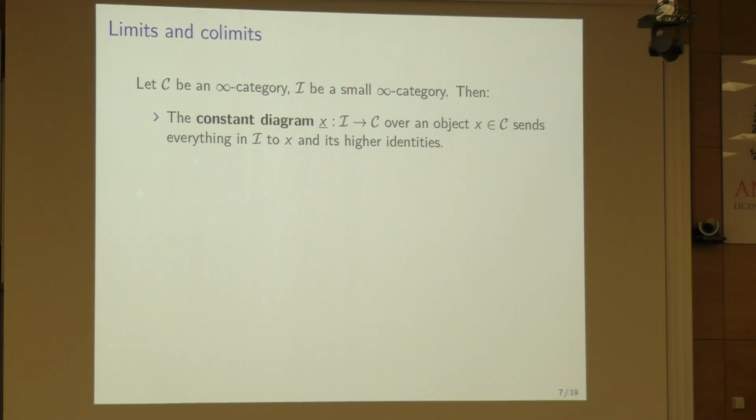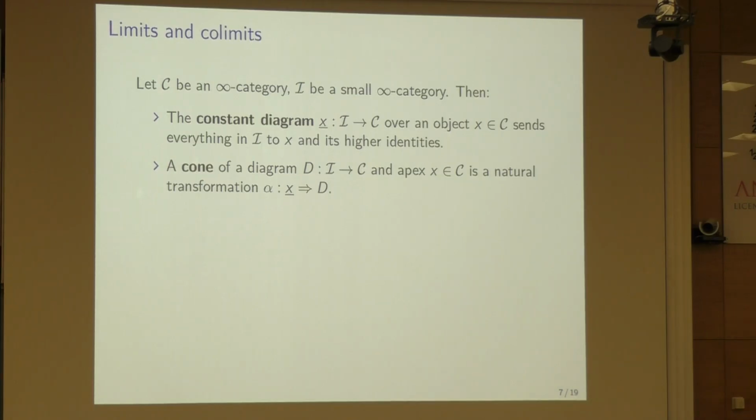This is a definition that I like a lot because it works in one category and it works in mostly all models of infinity category, with some exceptions. So we consider C to be an infinity category and I to be a small infinity category. Then we always have a constant diagram on any object, which sends all the information of I to this particular object of C. And then we can define a cone over a diagram, which is basically an infinity functor, as a natural transformation from this constant diagram to our diagram D.